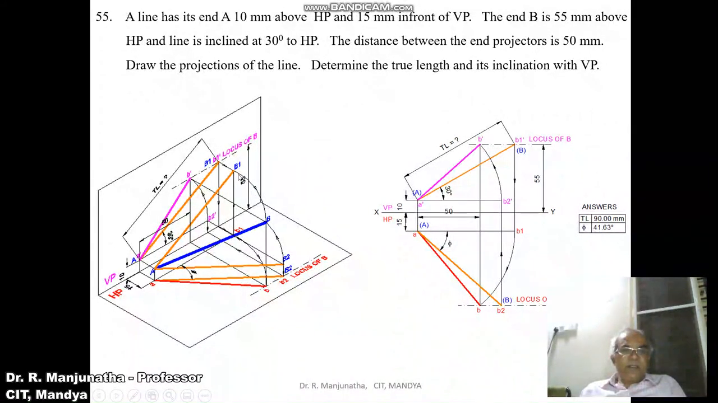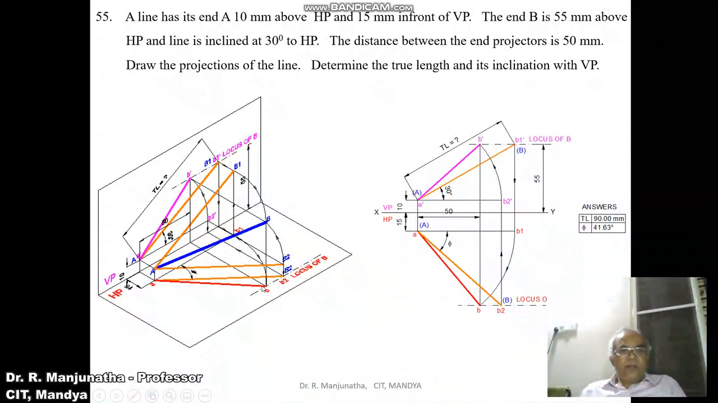So when it was in space, it is going to be rotated like this, but when it is on the image, with A as center and AB1 as the radius, when it is rotated, that is going to cut the point B on this end projector line, which is 50 mm here, and also the end projector in the top view is also 50 mm.